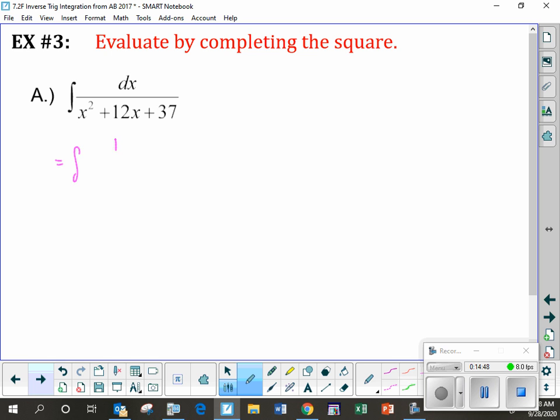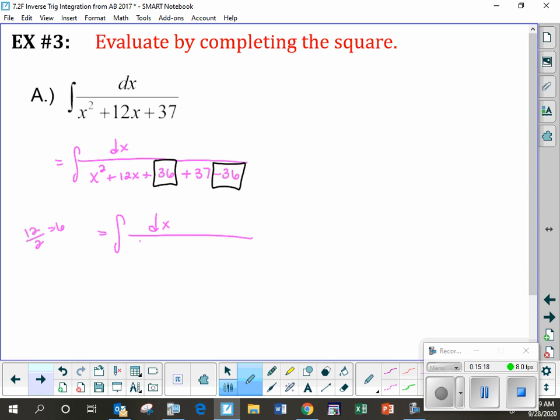So I'm going to have dx over x squared plus 12x plus... 12 divided by 2 equals 6, and then we'd square it. So plus 36, and then I've got the plus 37, and I'm going to back off the 36. So here's the two numbers that I'm introducing, netting out to 0. And you're like, well, how is that helpful? Well, let's see what the next step does when we simplify. We would have a perfect square trinomial right here.